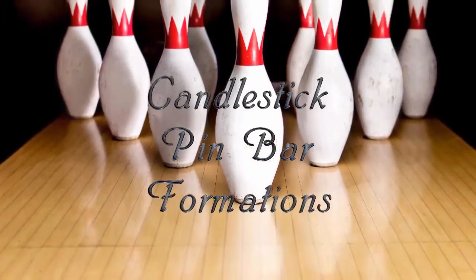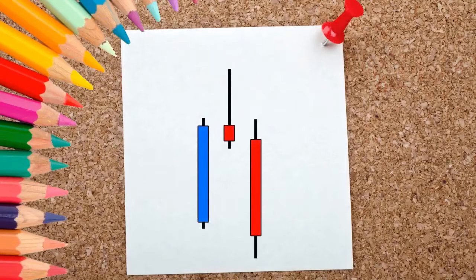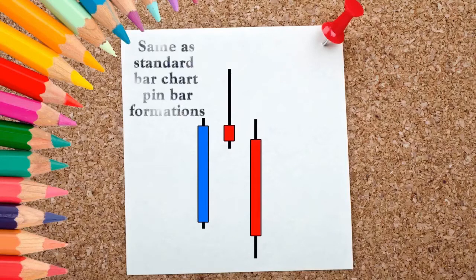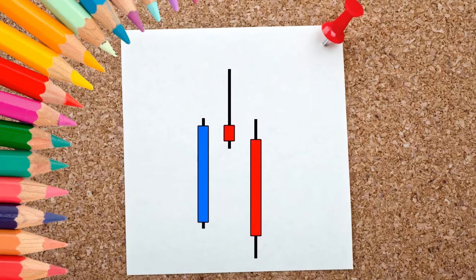Candlestick pin bar formations. Now let's see what a pin bar would look like as a candle formation on a candle chart as opposed to a bar chart, as we are more familiar with this. Candlestick pin bar formations are exactly the same as standard bar chart pin bar formations, except the terminology is a little different, but now that we have gone through the candlestick pattern, it should make a whole lot of sense. However, they should be traded the same way.